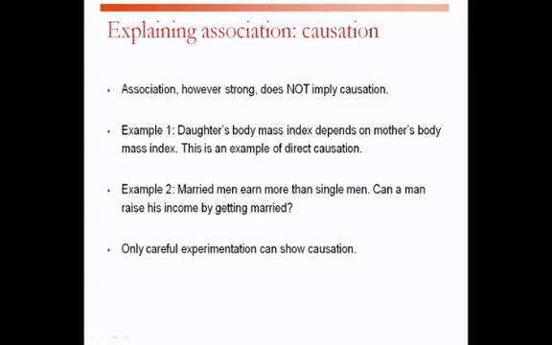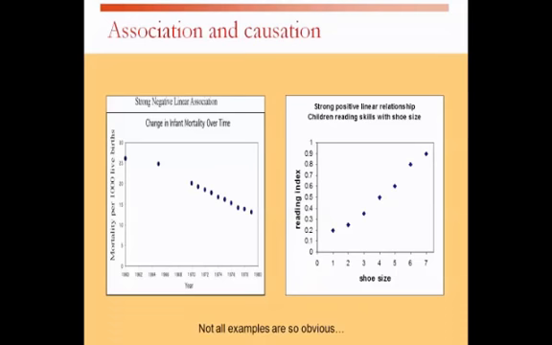Okay. The second one, married men earn more than single men, therefore I should raise my income by getting married. You know it's not causation, so we won't get into that. So here's another example. Shoe size and reading index. Strong association. Would you agree? Yes, but not causation. Right? That's an obvious example.